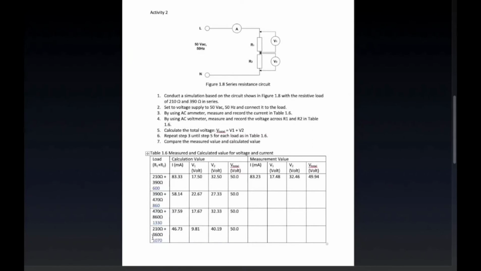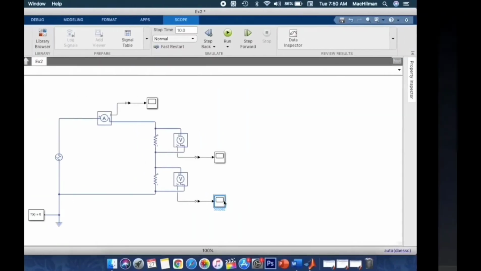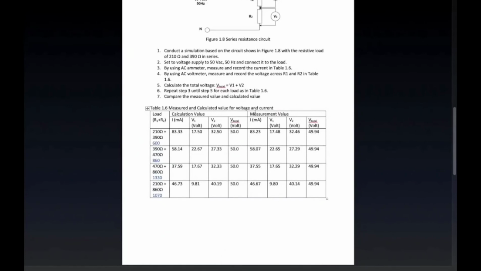470 and the others. Now I already finished the measurement value, and as you can see, if we sum up all the voltage dissipated by the resistor, we will always get the V total, which is equal to our V source.